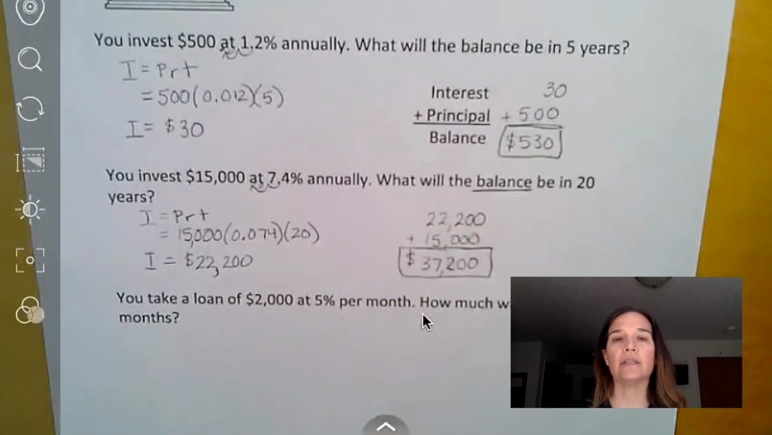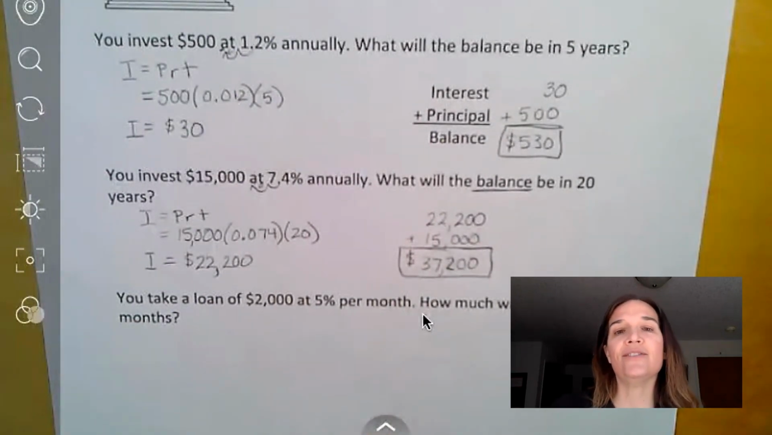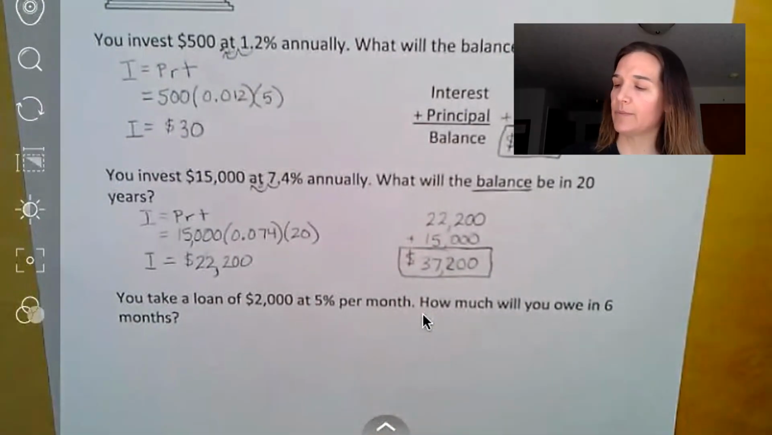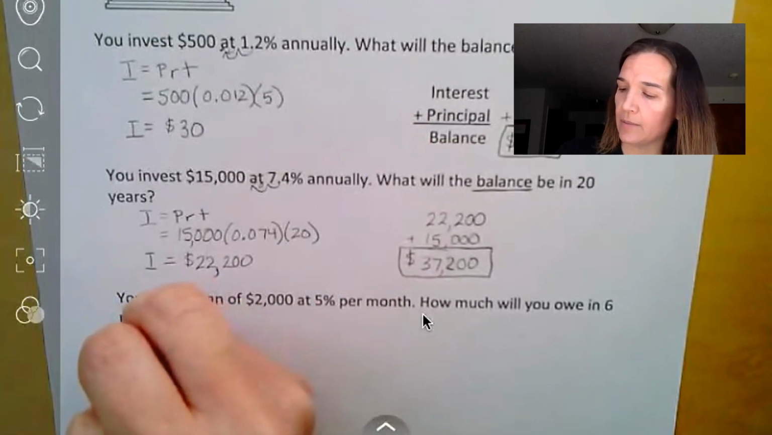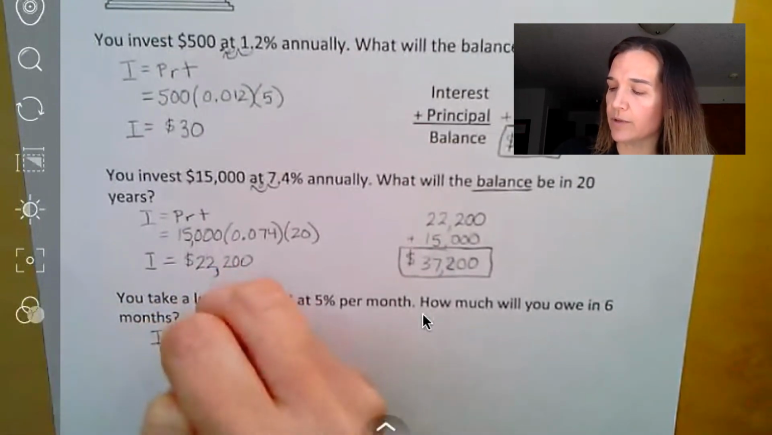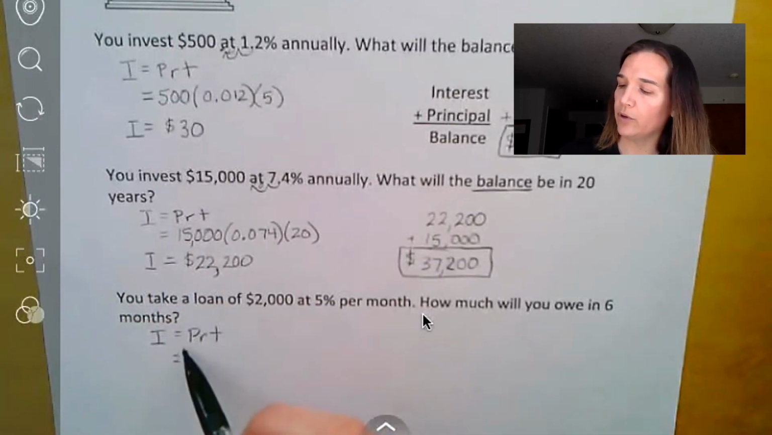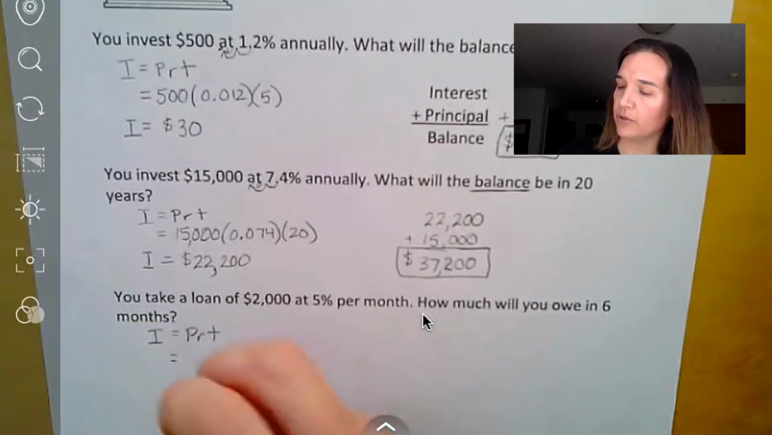And we've got one last one. If you want to pause the video for a moment, see if you can figure it out, and then come back. Otherwise, it is, you take a loan of $2,000 at 5% per month. How much will you owe in 6 months? Start out the same. Interest equals principal times rate times time. And we substitute in what we know. We know the principal, the starting amount is our $2,000.